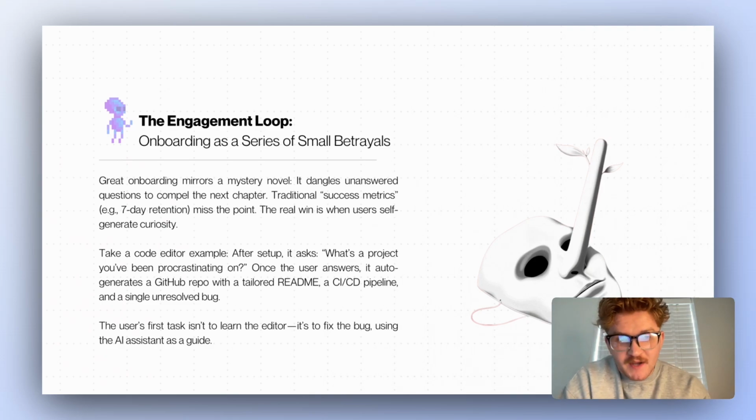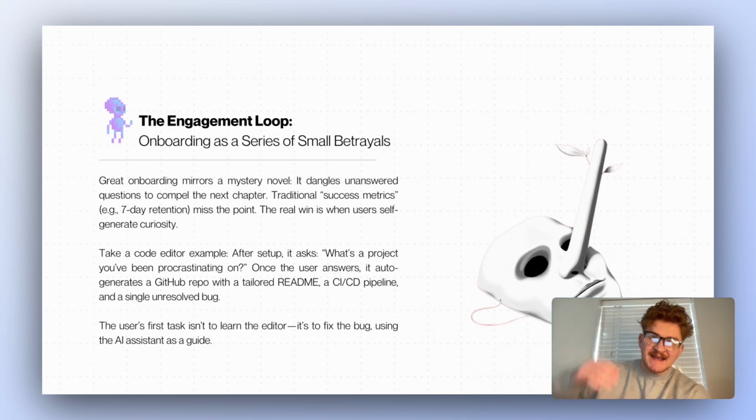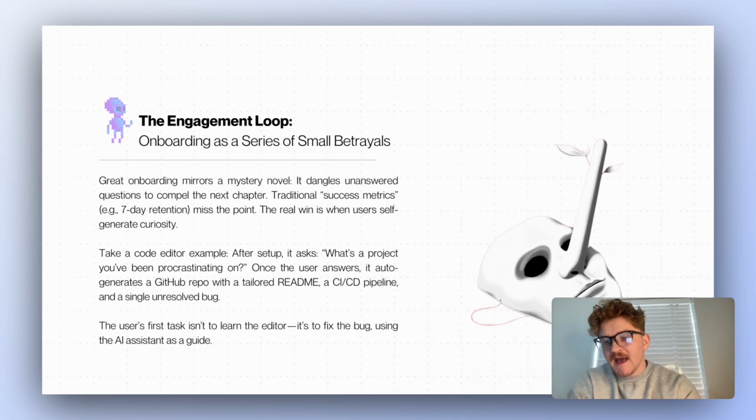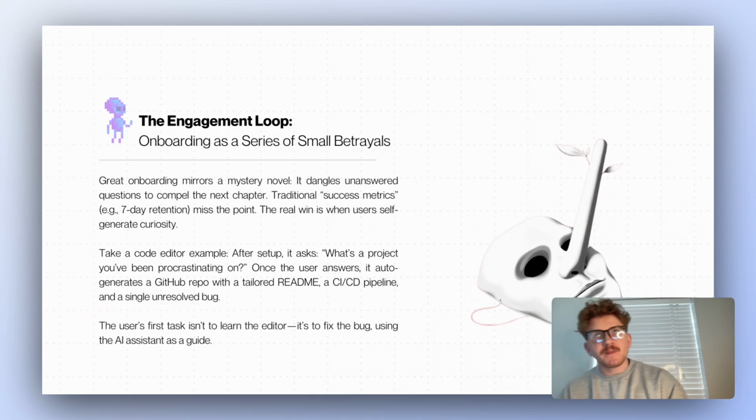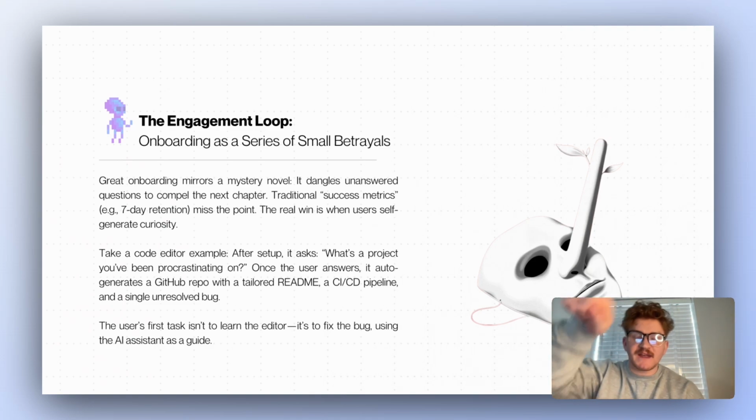Take a code editor, right? After setup, it might ask, what's a project that you've been procrastinating on, and how can we use AI to fix it or build it? Once the user answers, it auto generates a bit of code and then explains how we're going to get to the next step. The user's first task isn't to learn how to code or learn how to edit. It's to fix the bug that the AI editor has built. So what you're doing is creating this narrative and then dangling a carrot in front of them saying, look, you need to go to the next stage.